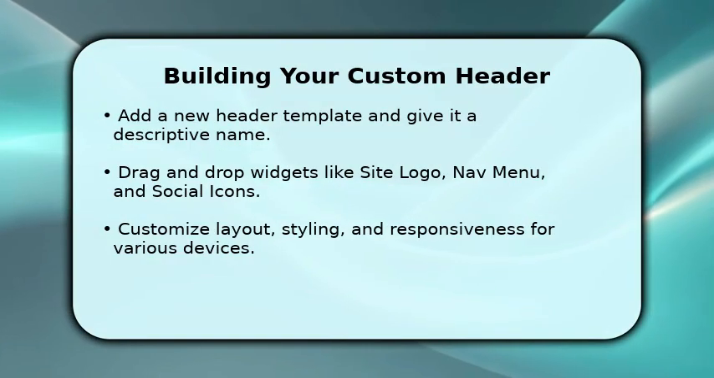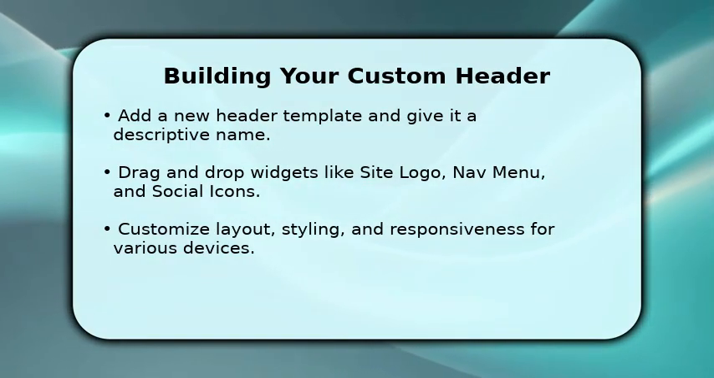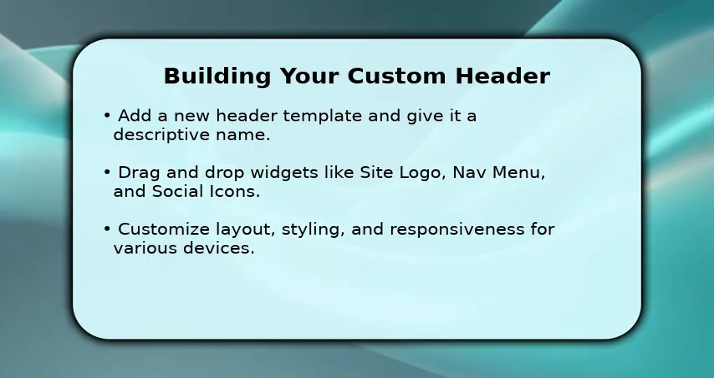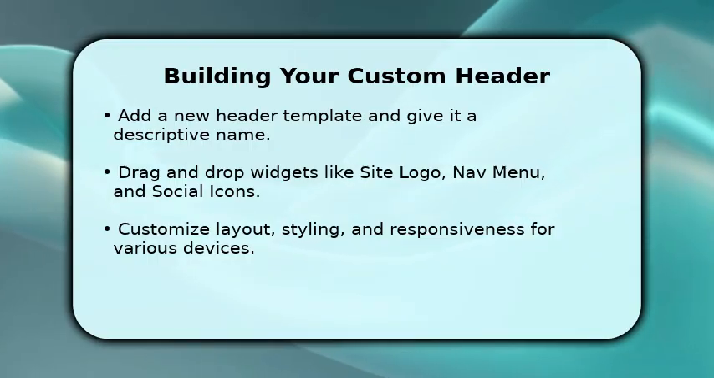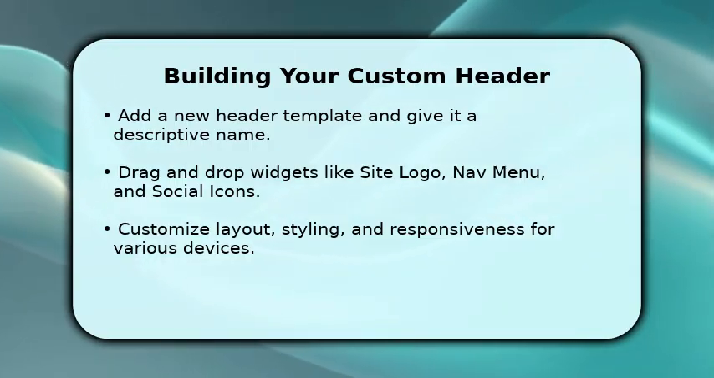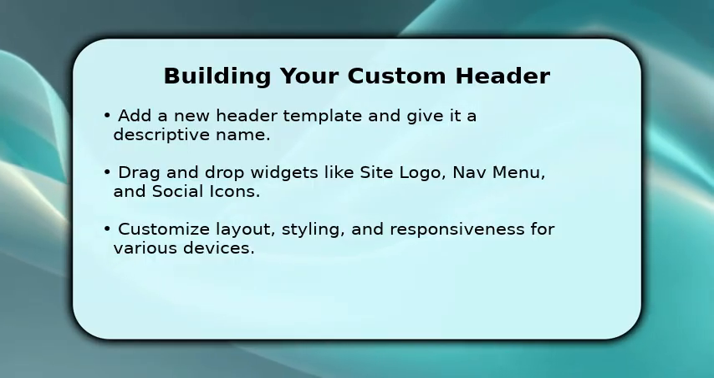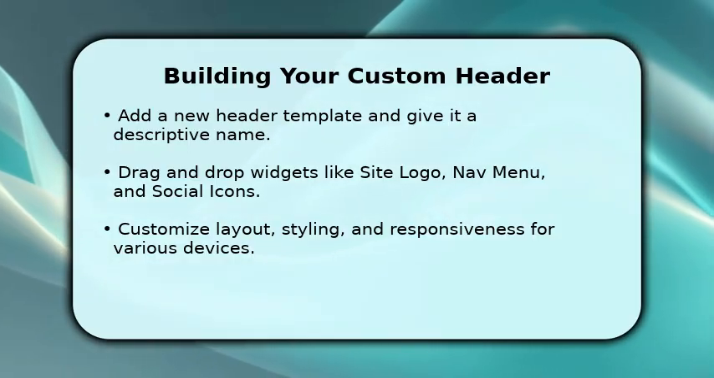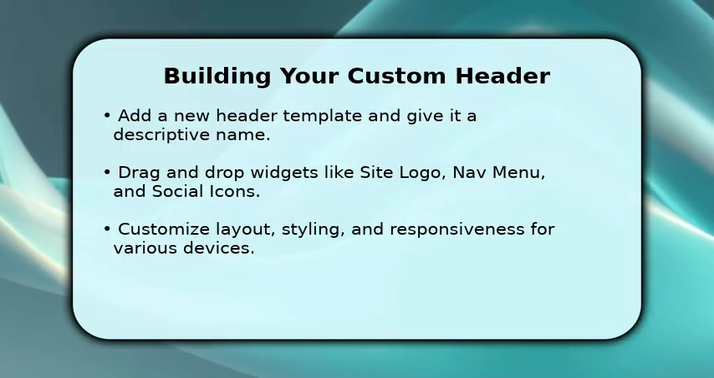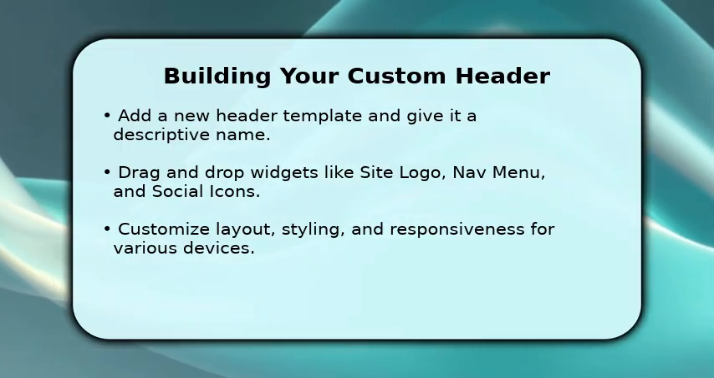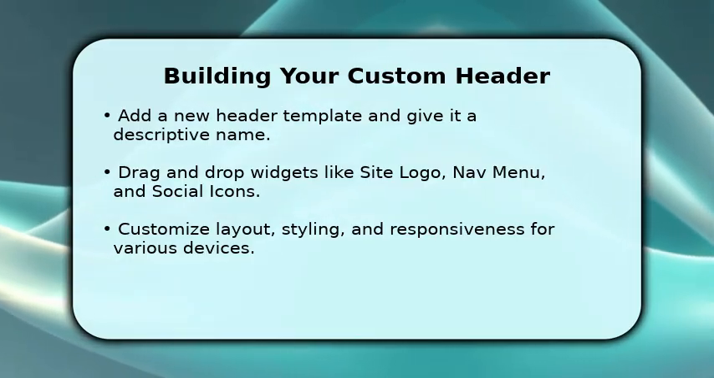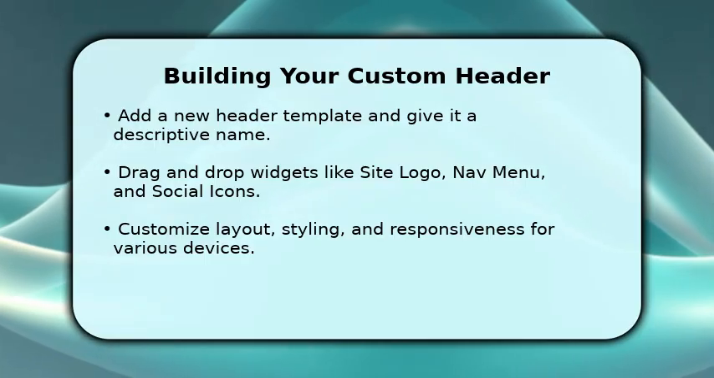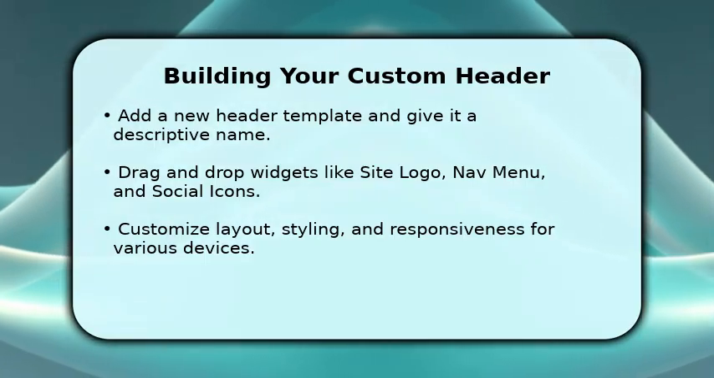To build your header, click Add New in the Theme Builder and choose Header. Name your template clearly, then launch the Elementor editor. Here, you can drag and drop essential widgets such as your site logo, navigation menu, and any social media icons. Remember to adjust the layout, colors, and typography to match your brand. Always check the responsive settings to ensure it looks great on mobile, tablet, and desktop.